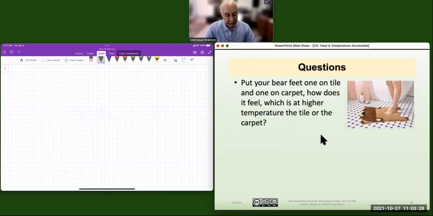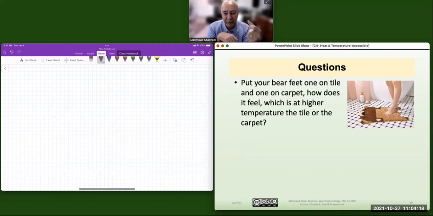Now, let's ask a question here. Suppose you're coming out of the bath, you put one foot on a carpet and the other foot on the tile. Question is, which one has a higher temperature? What do you think? Which one feels colder? Your foot on the carpet or your foot on the tile? Well, the foot on the tile feels colder. But does that mean the tile is a lower temperature than the carpet?